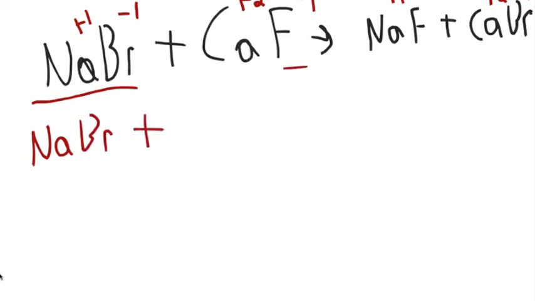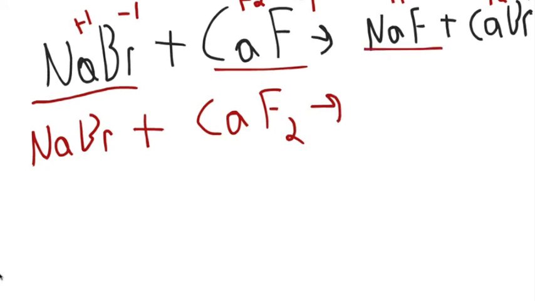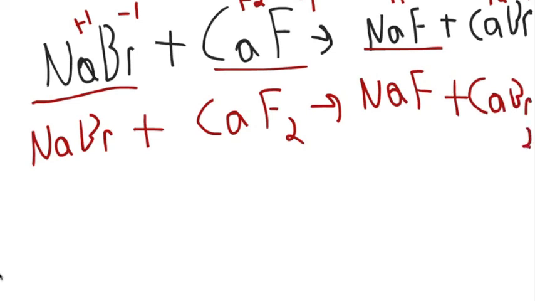Greatest common factor between 2 and 1 is 2. So this is going to turn into calcium fluoride 2. And this is going to produce NaF, sodium fluoride, plus calcium bromide 2.